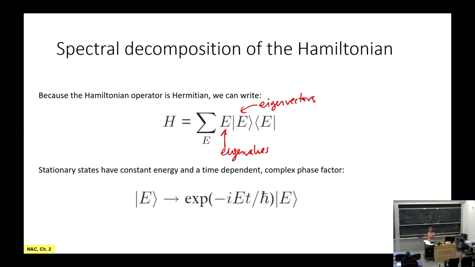The reason the states are sometimes called stationary states is because their only change in time is to acquire an overall numerical factor. So E goes to exponent minus i E t over Planck's constant times itself. So that's all that's happening as a function of time to these states.